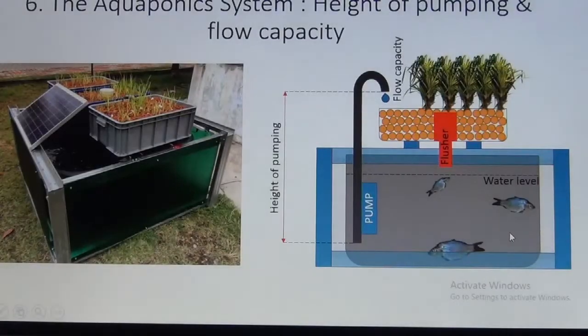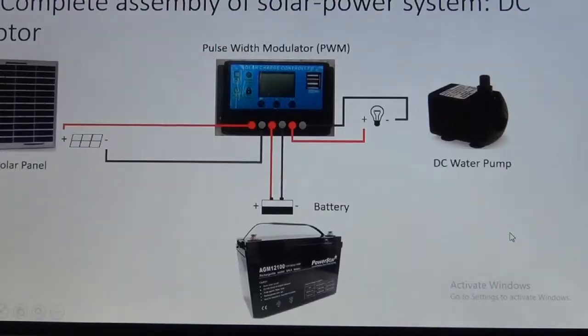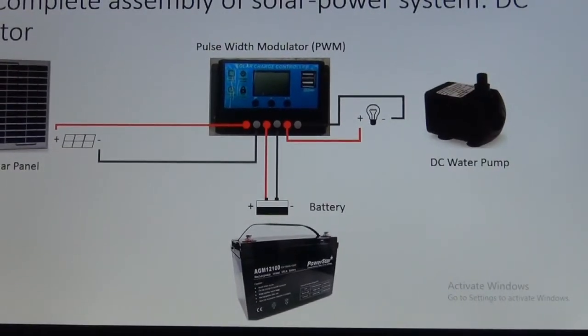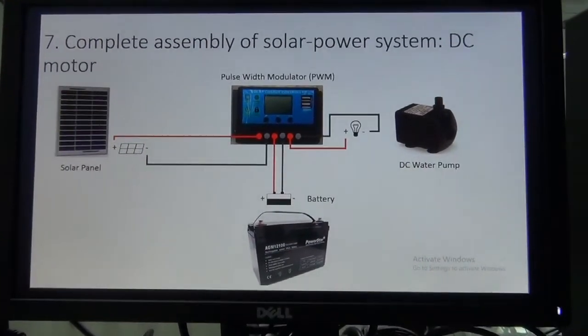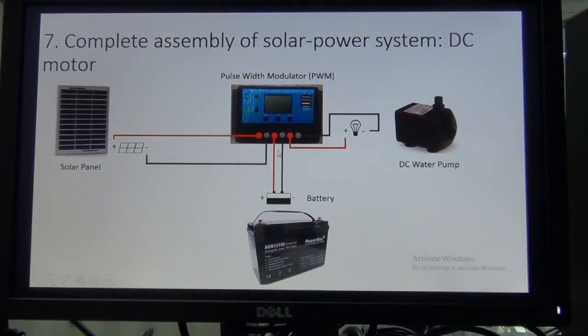Now let us see the complete system. This one. So this is how the DC based system looks like. We have solar panel. We have pulse width modulator. This is known as solar panel controller. To set time of usage. Timer. Let's say you want the DC pump to operate for 20 hours, you could set it using this PWM.